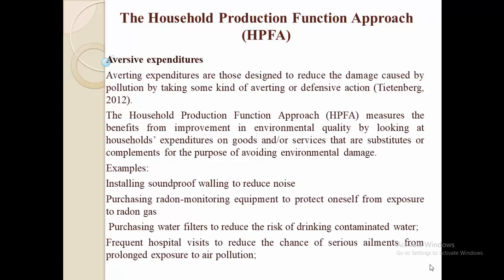Some houses may be located near highways, motorways, busy roads, or near some types of projects where noise is very common. So in order to avoid such noise, the households install soundproof walls, which reduce the noise. This is averting expenditure. Purchasing radon monitoring equipment to protect oneself from exposure to radon gas. Purchasing water filters to reduce the risk of drinking contaminated water. Similarly, frequent hospital visits to reduce the chance of serious ailments from prolonged exposure to air pollution are some of the examples of the averting expenditure.